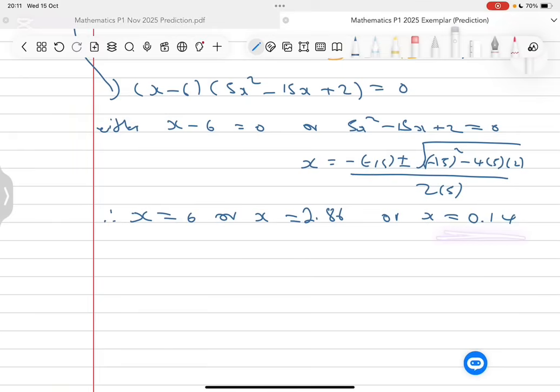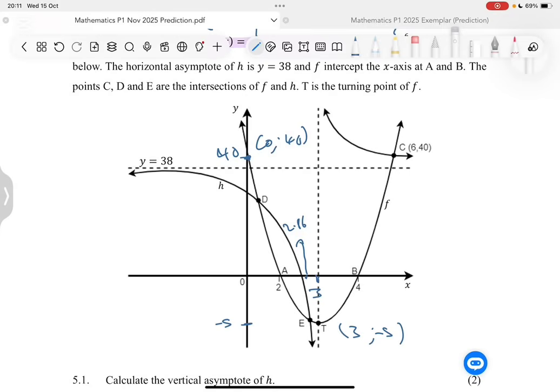Then the other one is 0.14. So D here, you can see that it's going to be something like 0.14. This makes sense because it's before 1 and 2 as well. So my answers make sense. That means I can continue to find the corresponding y values, because remember, I'm looking for the points. I need to also find the y value here on E, just above the turning point.